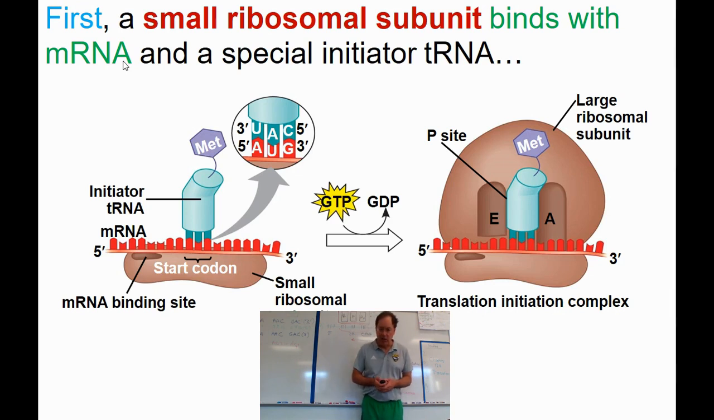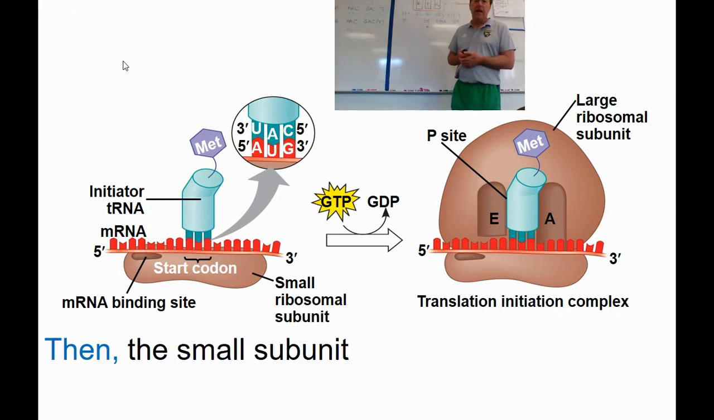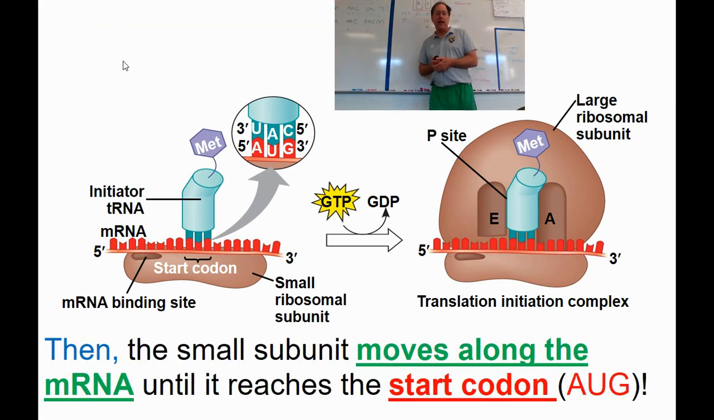There's the translation initiation complex way over there on the right side of your figure. This says, then the small subunit moves along the mRNA until it reaches the start codon. I think it pulls the mRNA.